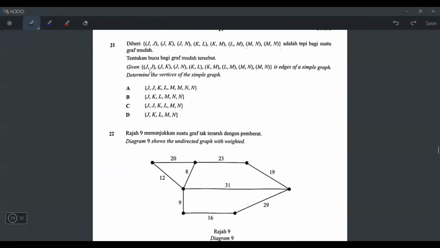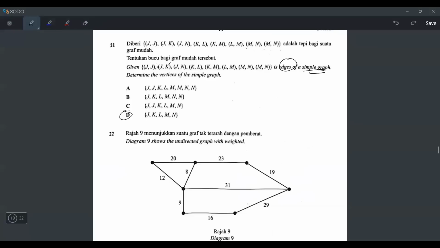Okay, question 21. Given that JJ, JK, and so on are edges of a simple graph, determine the vertices of the simple graph. It means J, K, L, M, N. So the answer is D. The reason is that if they want to determine the vertices, you don't need to draw, right?